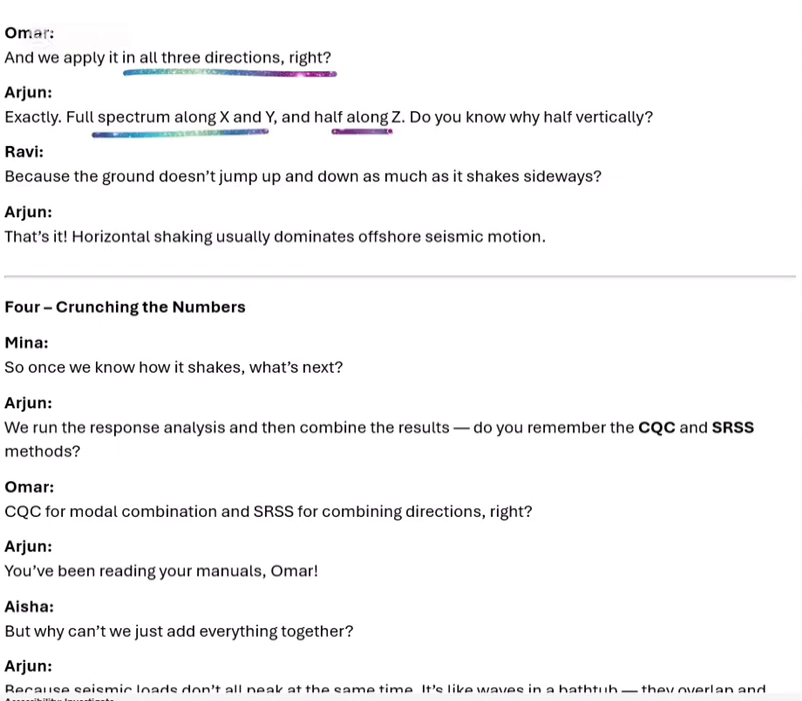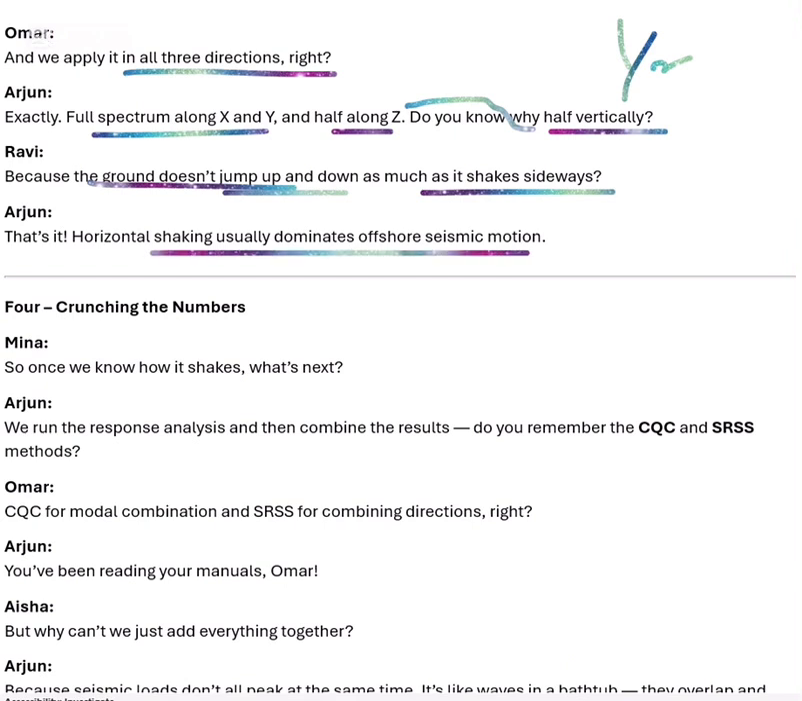Do you know why half vertically? Because the ground does not jump up and down as much as it shakes sideways. That's it. Horizontal shaking usually dominates the offshore seismic motion.